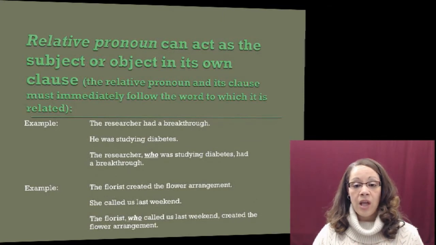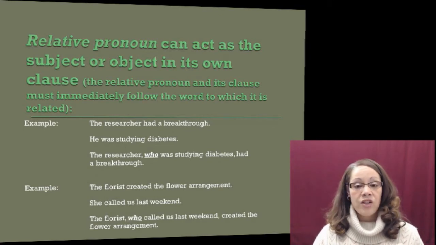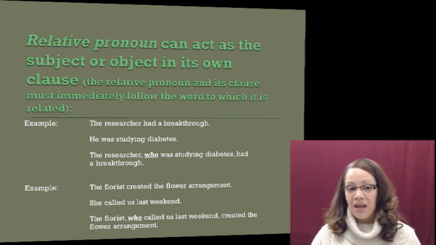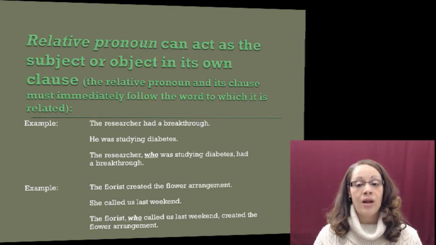Now we have an example of a relative pronoun that can act as the subject or object in its own clause. And just keep in mind, I have in parentheses for you, the relative pronoun and its clause must immediately follow the word that it is related to. Okay, so keep that in mind. Let's look at our first example, our series of sentences. And again, I have two simple sentences that I want to combine into a more complex sentence that's going to be a little bit more sophisticated than our two simple sentences.